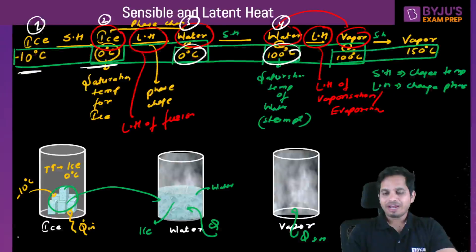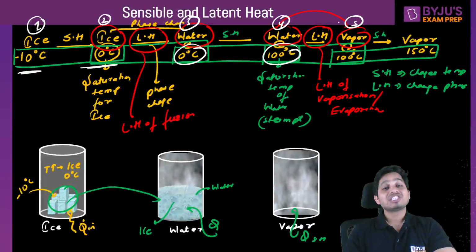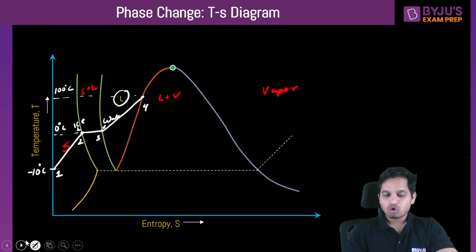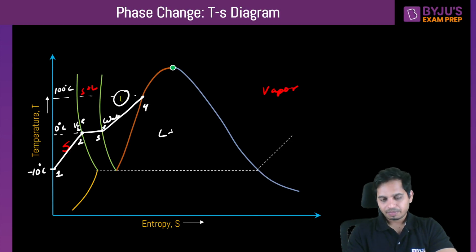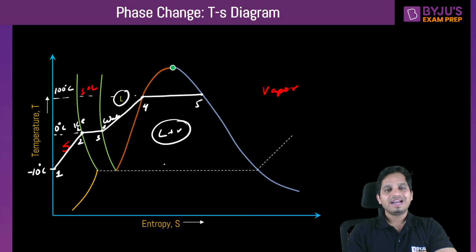Then what is happening between 4 and 5? Phase change is happening. So we will go to the mixed region and phase change will happen. This is the mixed region. So temperature will remain fixed from 4 to 5. And then this is complete water and this is complete vapor.